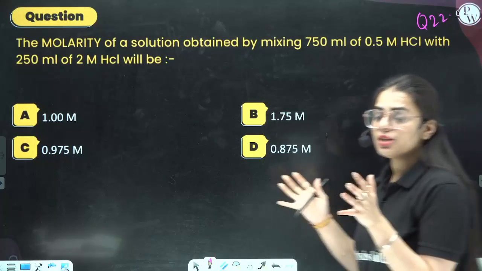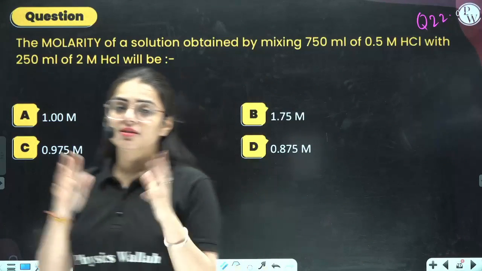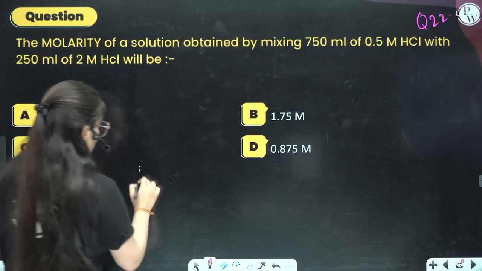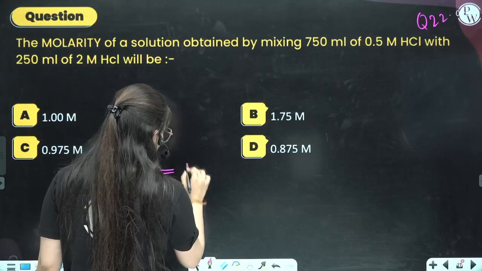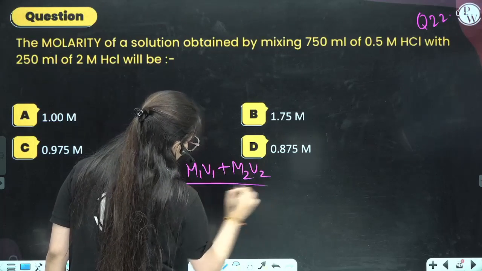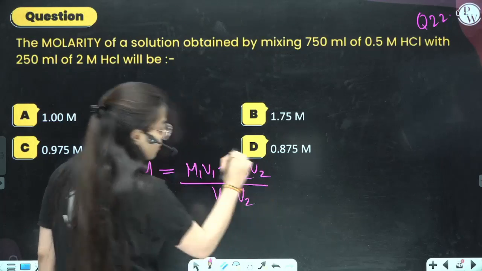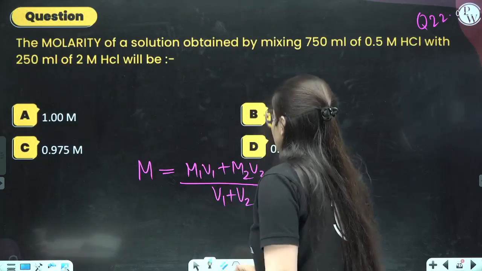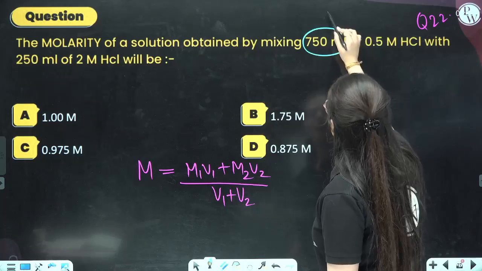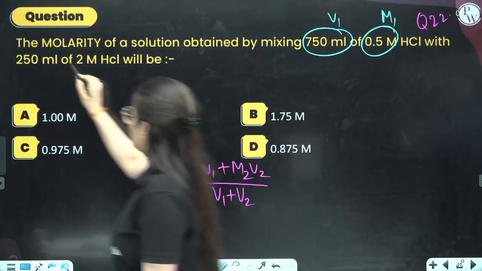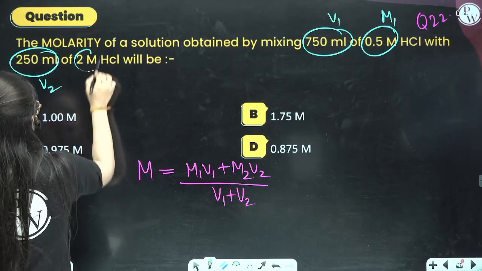Now this is a question of total molarity of a mixture. How do you have to calculate? For total molarity, you can write (M1V1 + M2V2) divided by (V1 + V2). So what is M1 V1 over here? This is the volume V1, this is molarity M1. Now you are mixing it with V2, and this is your M2.